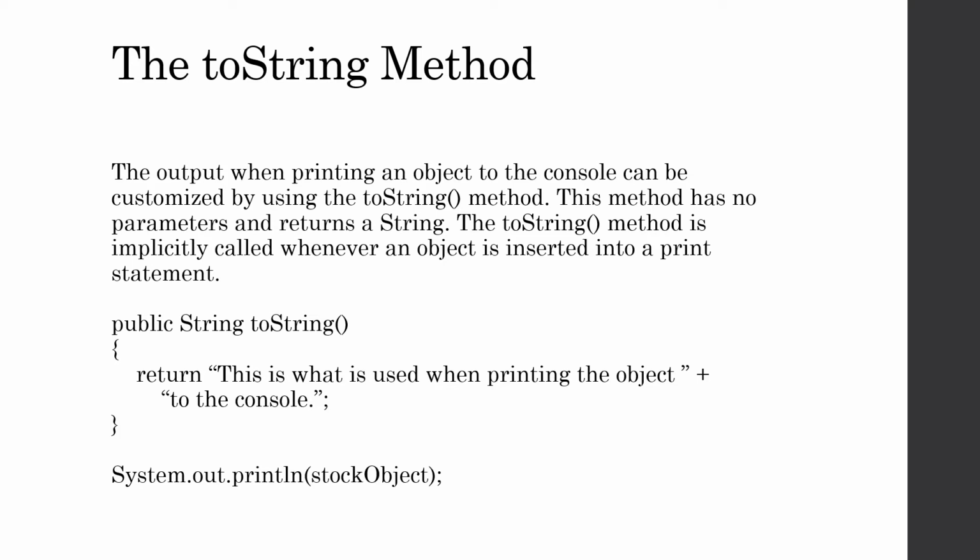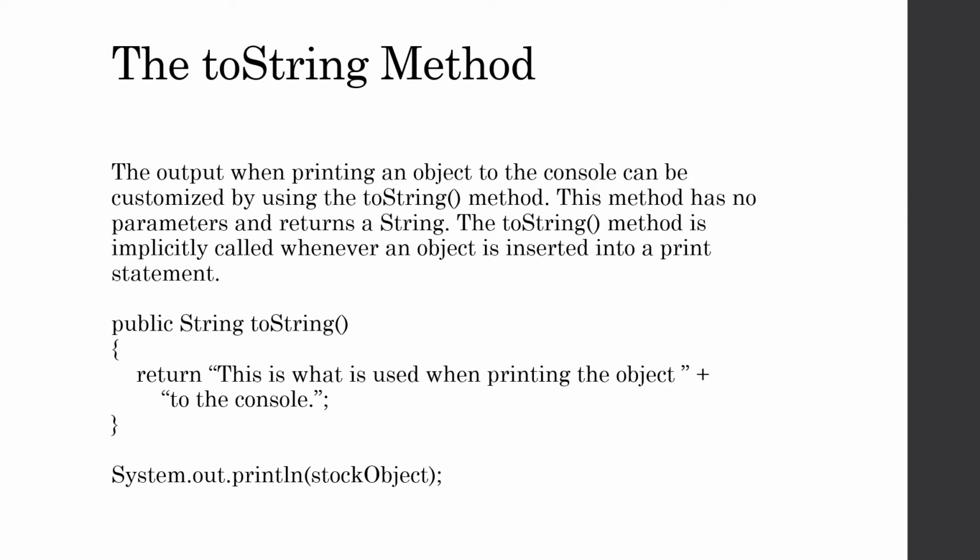So the output whenever you're printing an object to the console can be customized or controlled by using the toString method. This method has no parameters, but it returns a string. The toString method is going to be implicitly called whenever an object is inserted into a print statement. So right now, the default behavior of that toString method is to print out exactly what I just showed you. So what we want to do is change that default behavior by using our own custom implementation of it.